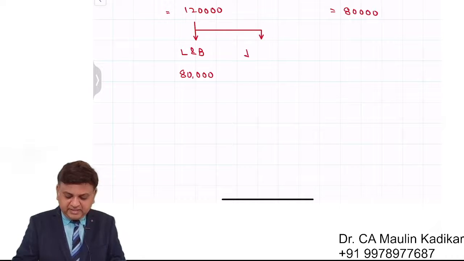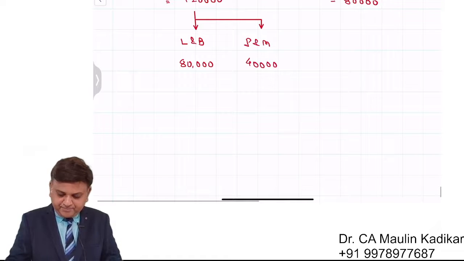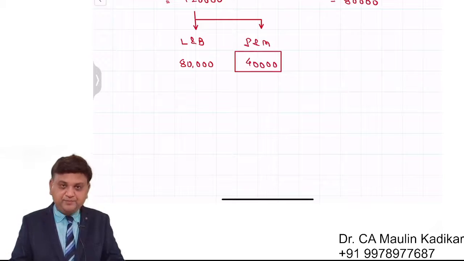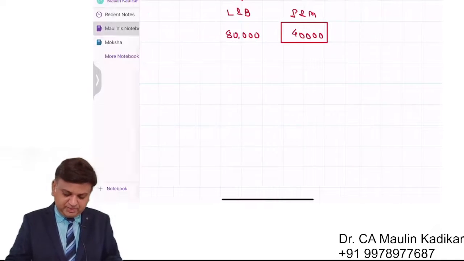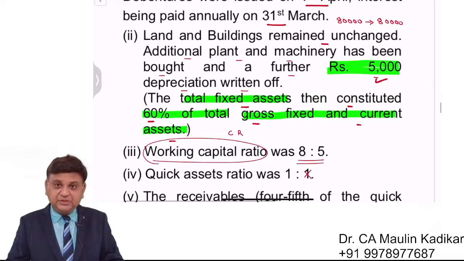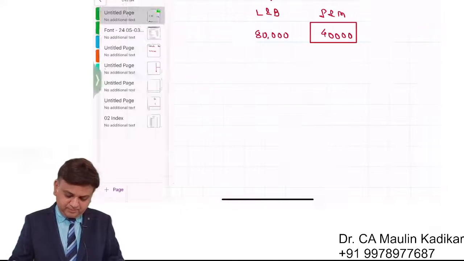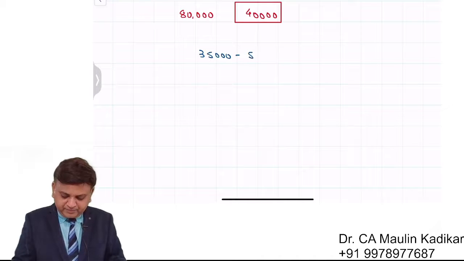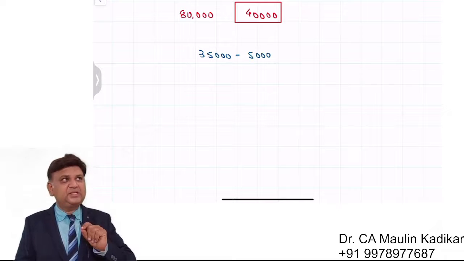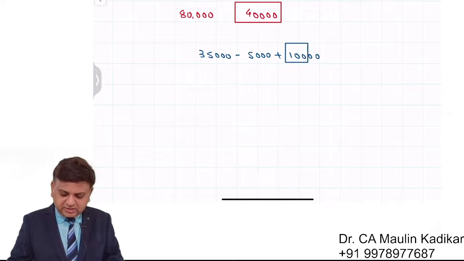As far as the plant and machinery is concerned, it is balancing figure, that is 40,000. So that is kept as balancing figure over here. And this 40,000 is basically calculated in this way. We have to understand it in this way. Depreciation of 5,000 is written off in this year, and opening WDV is 35,000. So it is 35,000 opening WDV minus 5,000 of the depreciation. So basically the closing should be 30, but instead of that it is 40. It means that the 10,000 is the purchase during this year.